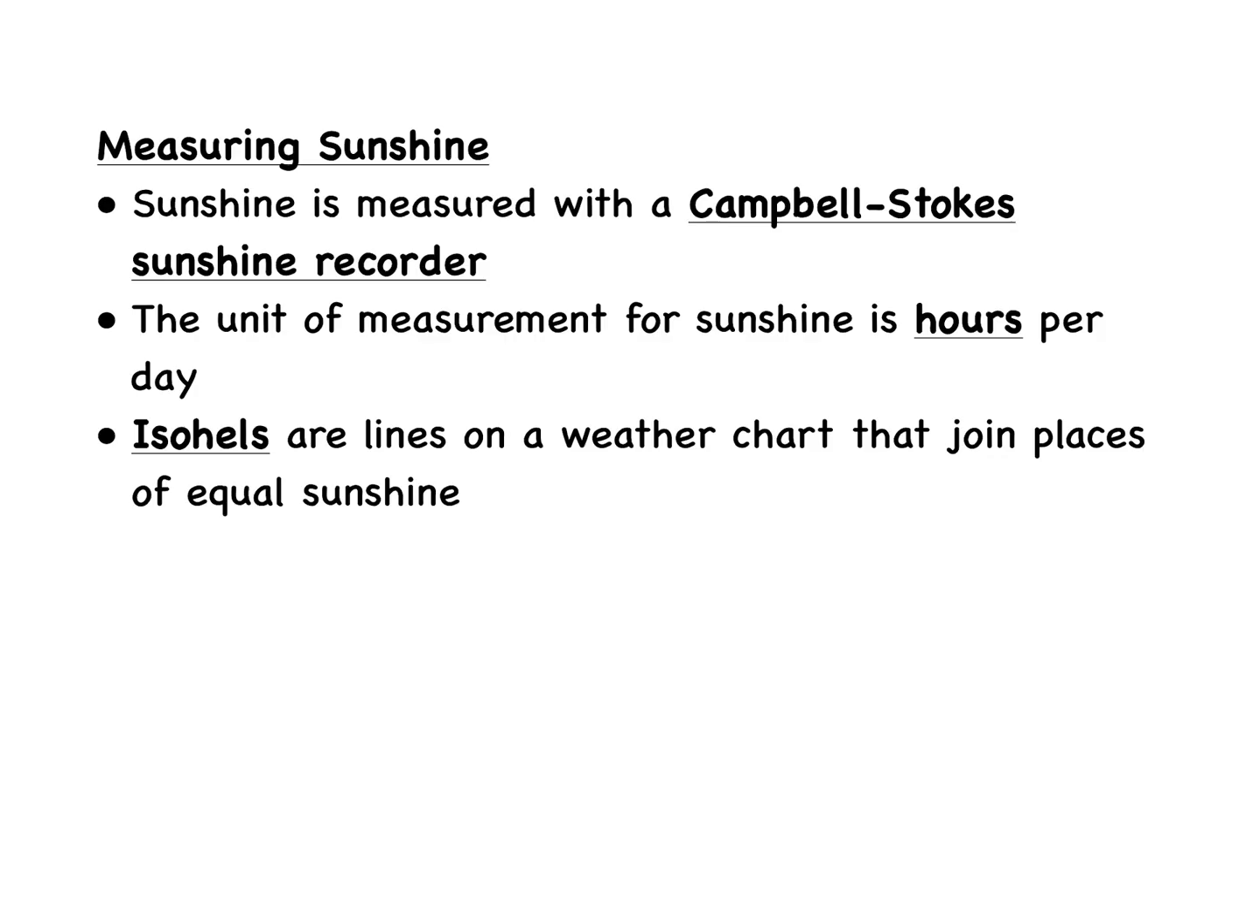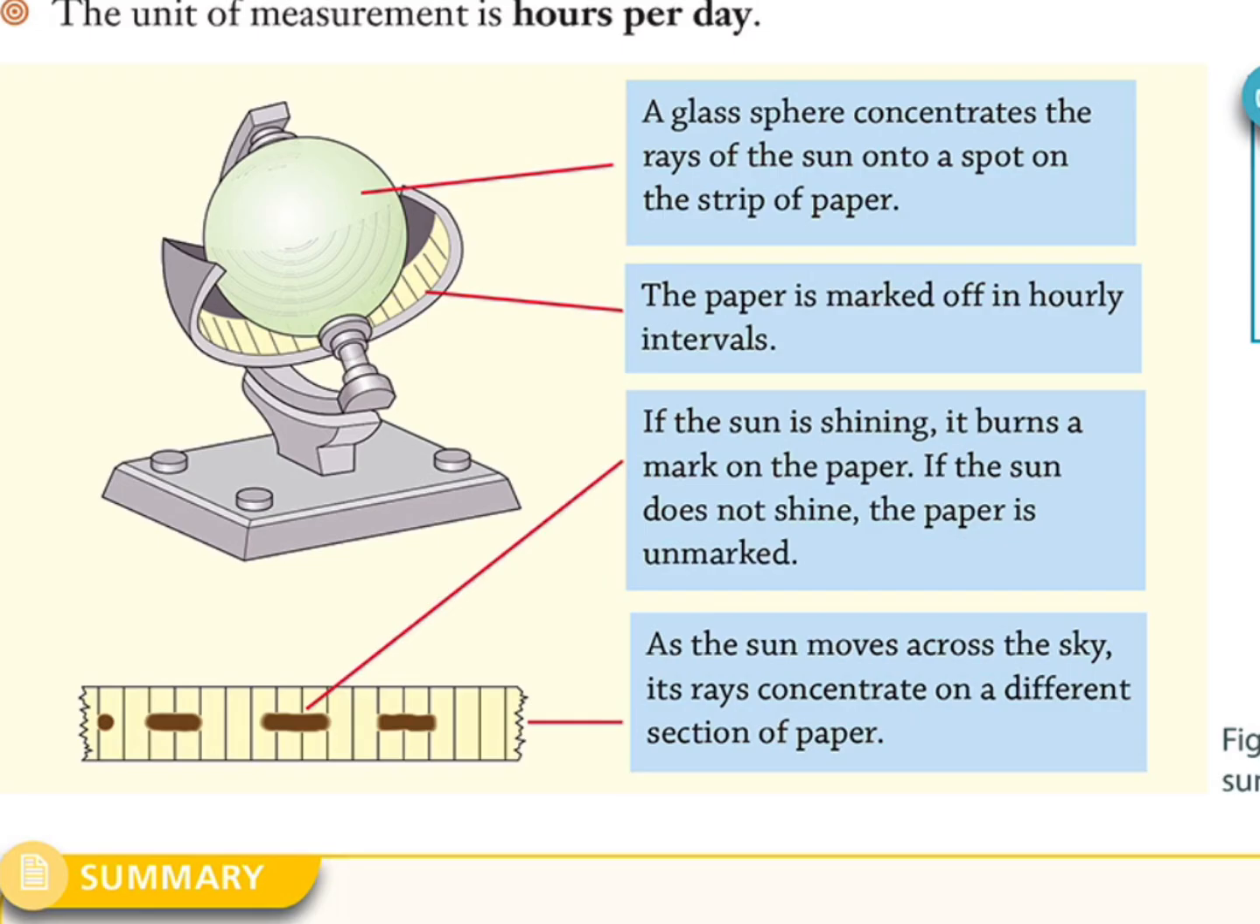And then on a weather map, if you have lines showing you places of sunshine, they're called isohels. So think of it as the sun doesn't shine in hell. The isohyets were the lines showing you precipitation. The isotherms, lines showing you temperature. The isobars, lines showing you the atmospheric pressure. And the isohels, lines showing you the sunshine.